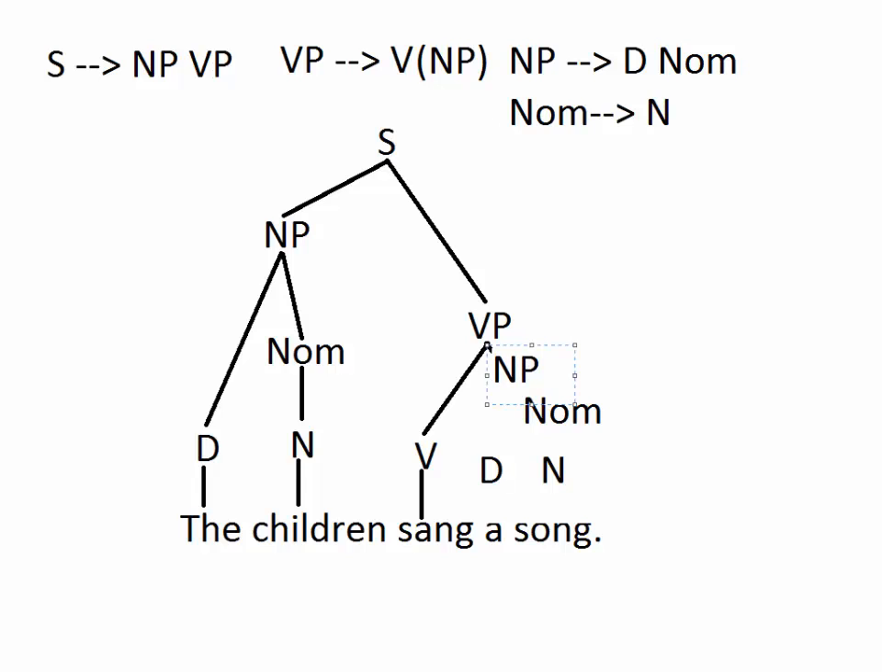We're ready to go ahead and connect the pieces. Alright, so song is a noun. The noun is a nominal. Okay. A is a determiner. The determiner plus the nominal gets us the NP. The NP plus the verb gets us the VP. Okay, and there's going to be the structure for the children sang a song. Okay, so excellent.